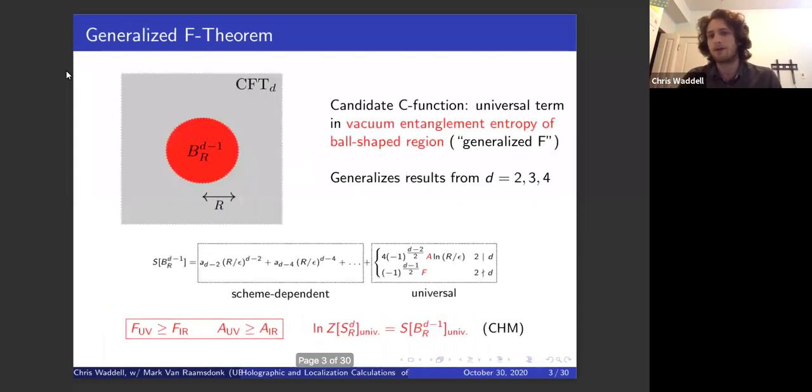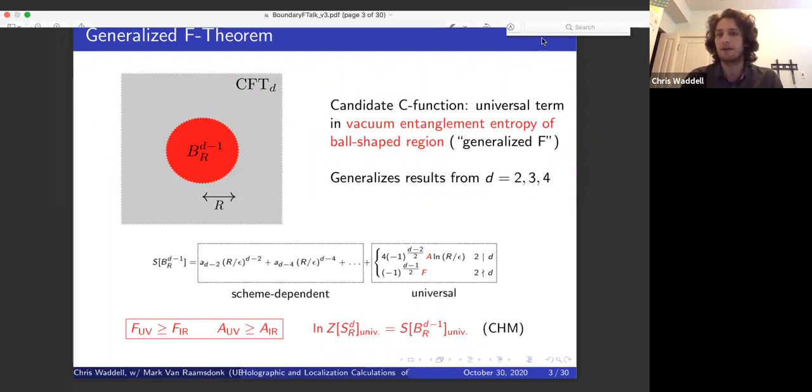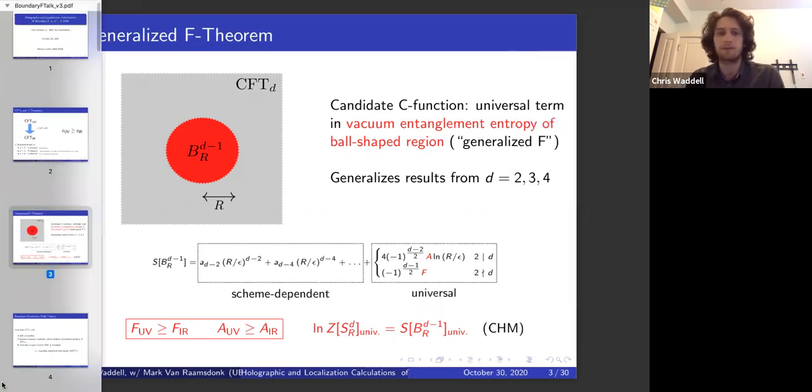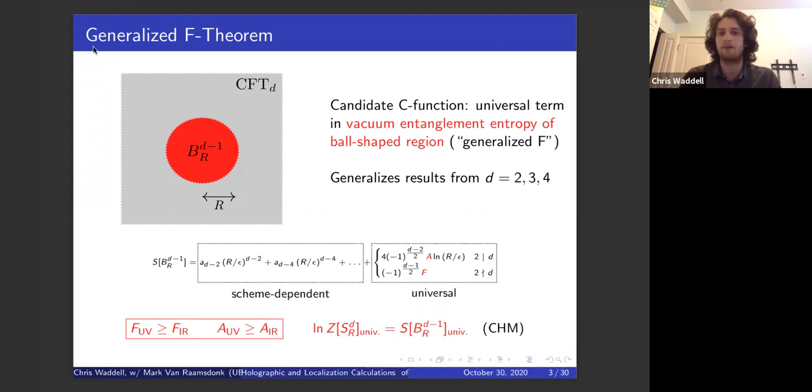But in general, one might want to ask if one could generalize this notion to higher dimensional quantum field theories. Some candidate C function that we can think about analyzing is a certain universal term which appears in the vacuum entanglement entropy of a ball-shaped region in quantum field theory. This is sometimes called generalized F, in analogy to the three-dimensional case. And this is a natural generalization of the results from lower dimensions.